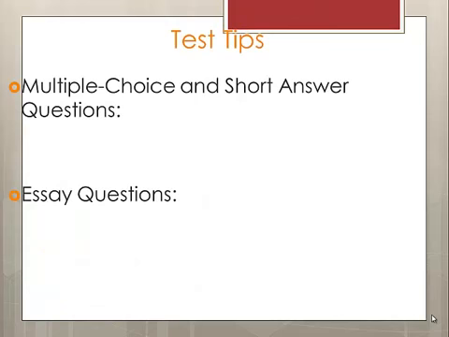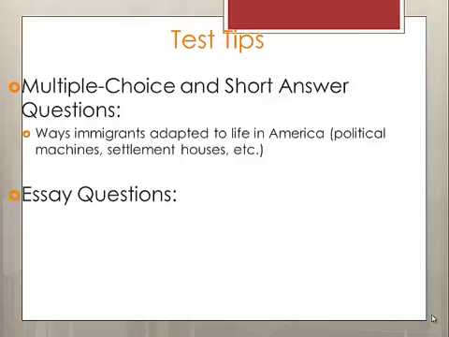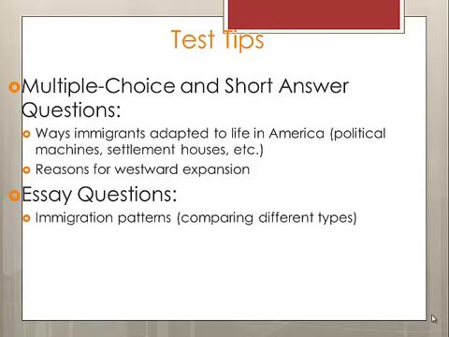Okay, let's go over some test tips for multiple choice and short answer questions. Be familiar with ways immigrants adapted to life in America, whether it's through political machines, settlement houses, etc. And also be familiar with reasons for westward expansion, not just economic opportunities, but also ways that the federal government encouraged westward expansion.